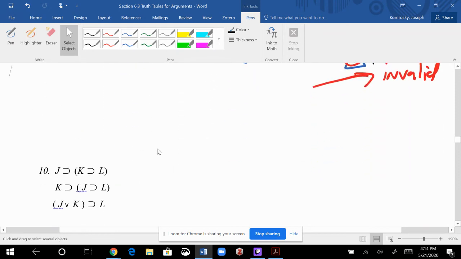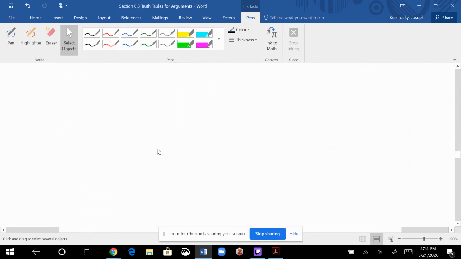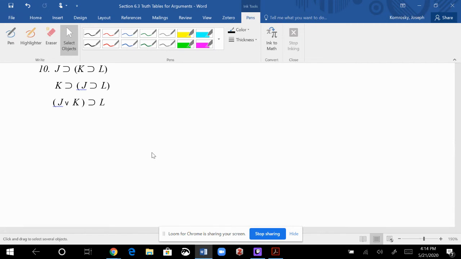So we are done with 7. Now we're on to 10, and we have enough room. Let me just see how much we have left. Okay. So let's do 10. And we have J, K, L. So we know we have an 8-line truth table.